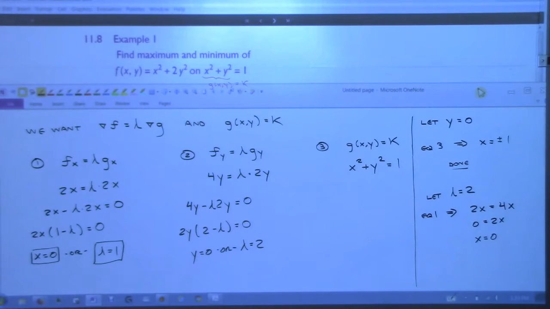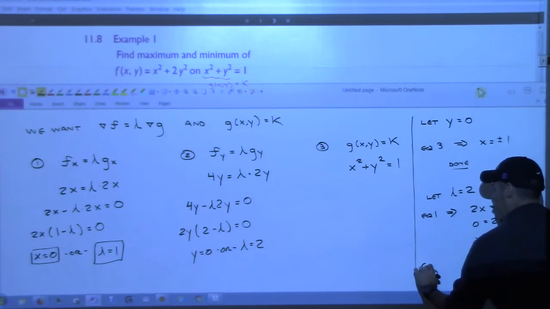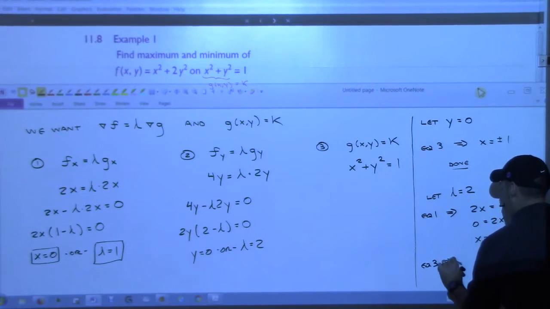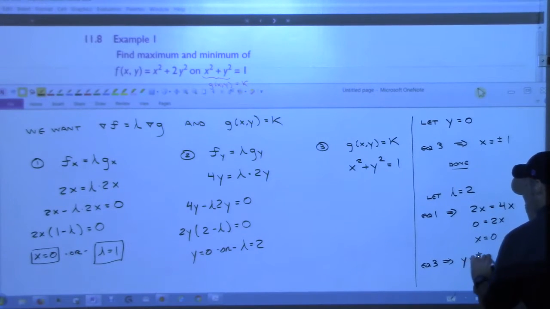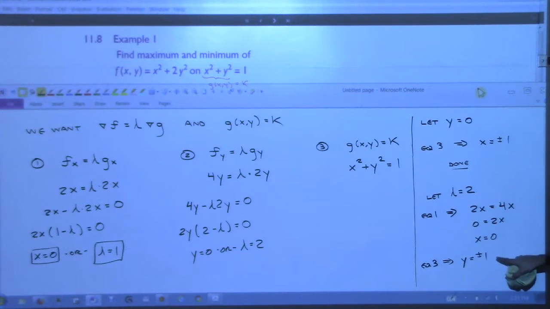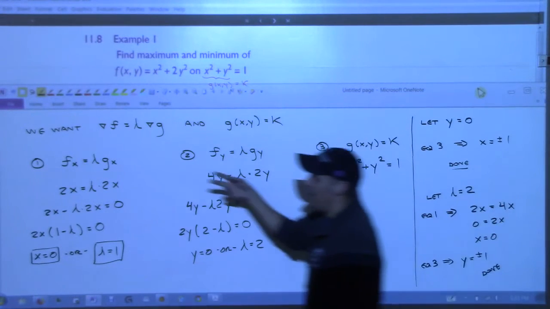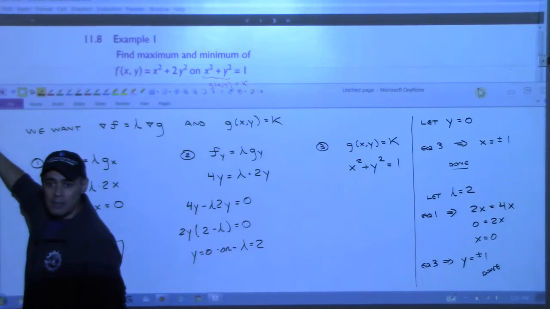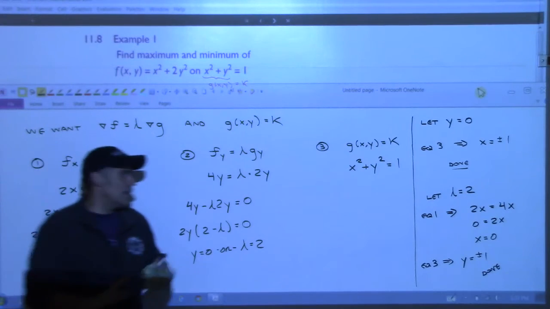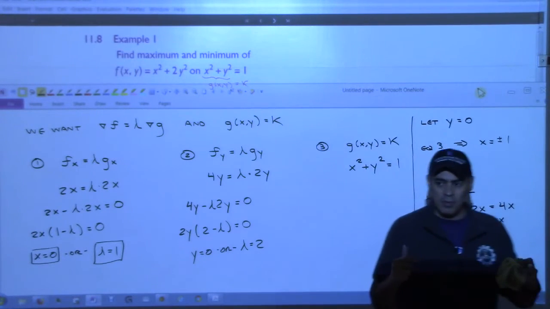Right? And once x is 0, you go to equation 3 and get y. And we've already done that, haven't we? We've already looked at this case. Now, you could have also, when you said lambda is 2, you could have just looked over here and said, hey, I already did that, right? I already did that.